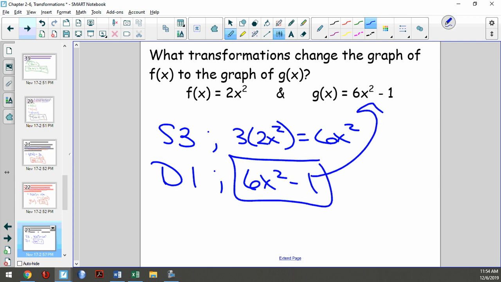Do they match? Yes, they match. So these are the transformations that I had to do. And I first did a stretch of 3. Then I did down 1. Do we understand that? Make sense?